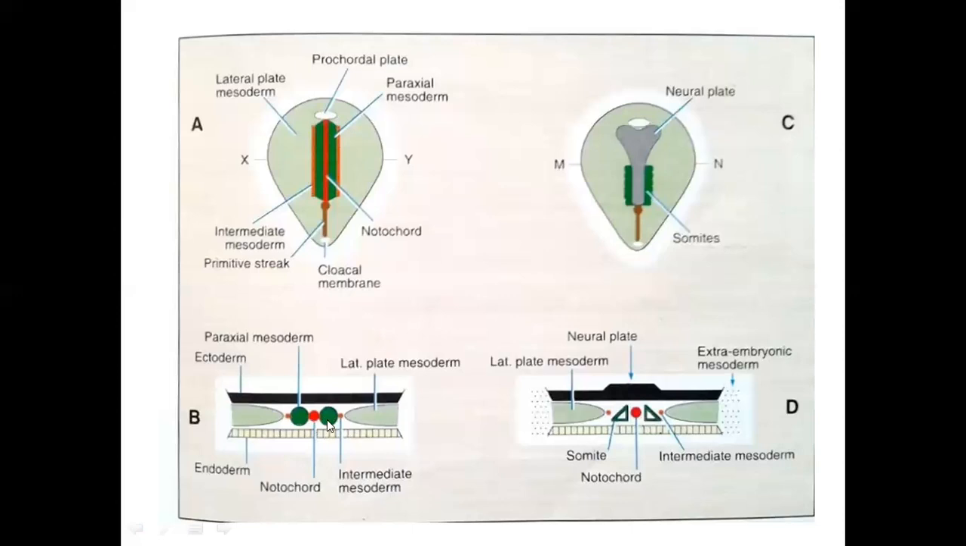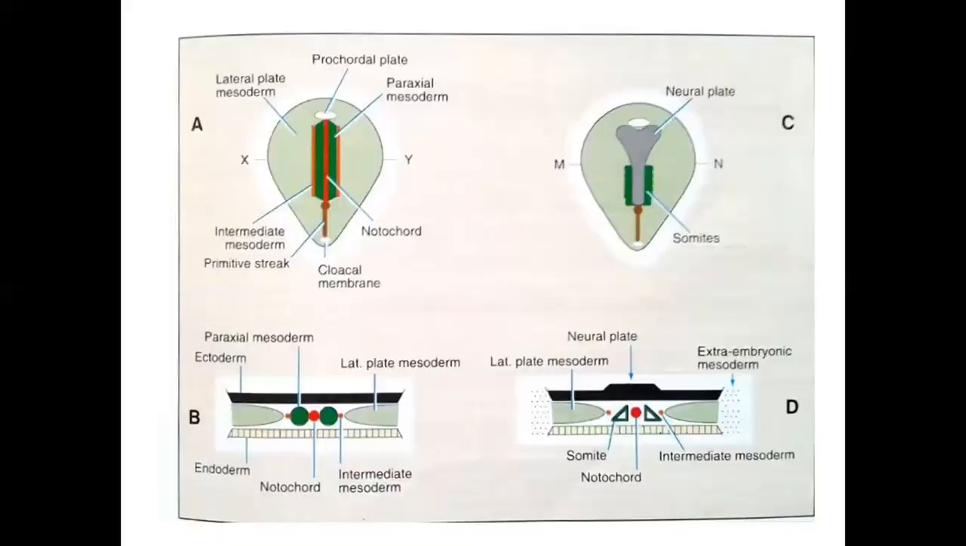Later on, this paraxial mesoderm gets converted into the somites. And you can see here, these are the somites. This is the notochord, which is the central portion here, like an axis. Just near to it is the paraxial mesoderm, which converts into the somites. Then we get this intermediate mesoderm. Then we get here the lateral plate mesoderm, and it is in touch with the extraembryonic mesoderm. So this is the embryonic disc, and these are the changes occurring in further development.